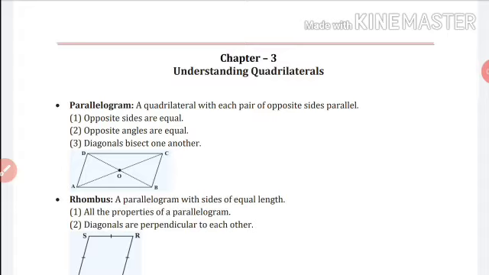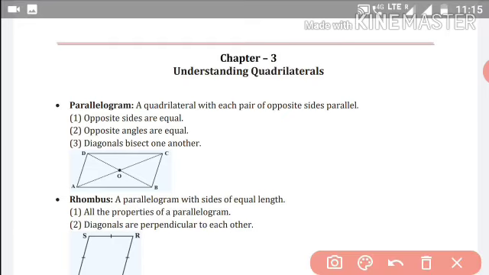In this video I will cover class 8 maths chapter number 3, understanding quadrilaterals. So let's start the introduction part of this chapter. First we will study all the figures, like quadrilaterals. All types of quadrilateral we will study here.